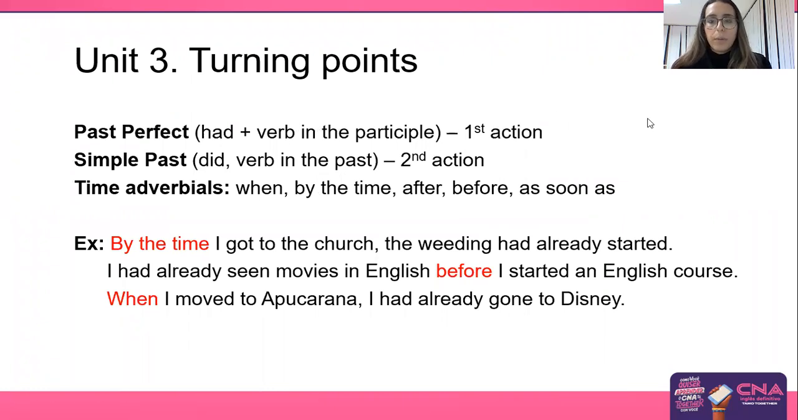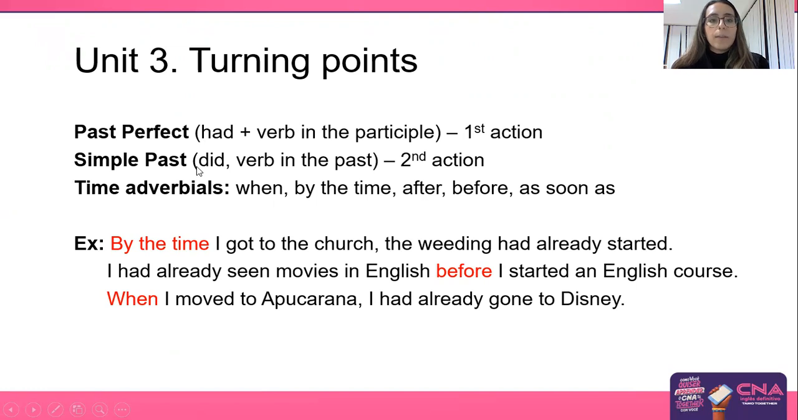Yes, these expressions, okay? So guys, let's take a look again at the use of the past perfect. Yes? So you remember, past perfect, we need to use had and the verb in the participle. Yes? And this is referring to the first thing that happened in the past. Simple past, you use did and the verbs in the past. Yes, remember the verbs with -ed or the irregular verbs, yes? And the simple past is in reference to the second action. Yes, the second event that happened in the past. Yes, imagine you have two events in the past, yes, but one of them happened first. Yeah, so then you have to use past perfect.